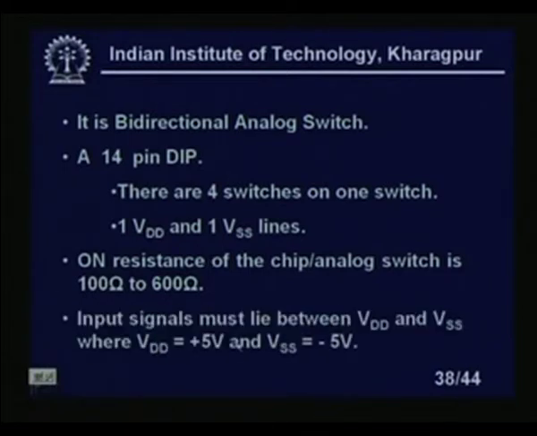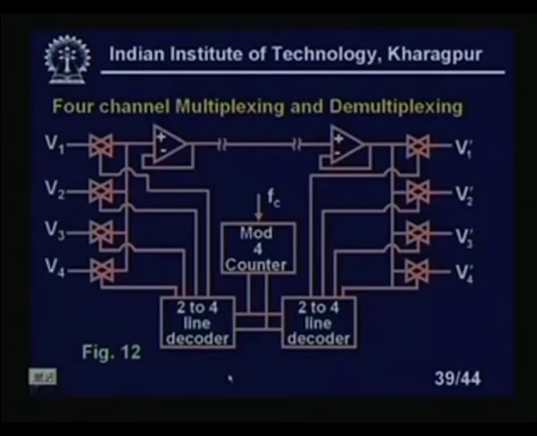So, input signal lie between VDD and VSS, where VDD might be plus 5 volt and VSS might be minus 5 volt. And now you see, this is one of the typical examples of multiplexing and demultiplexing. Now you see, what is the need of multiplexing and demultiplexing? Basically, multiplexing and demultiplexing is necessary to reduce the number of cables and also the number of hardwares.